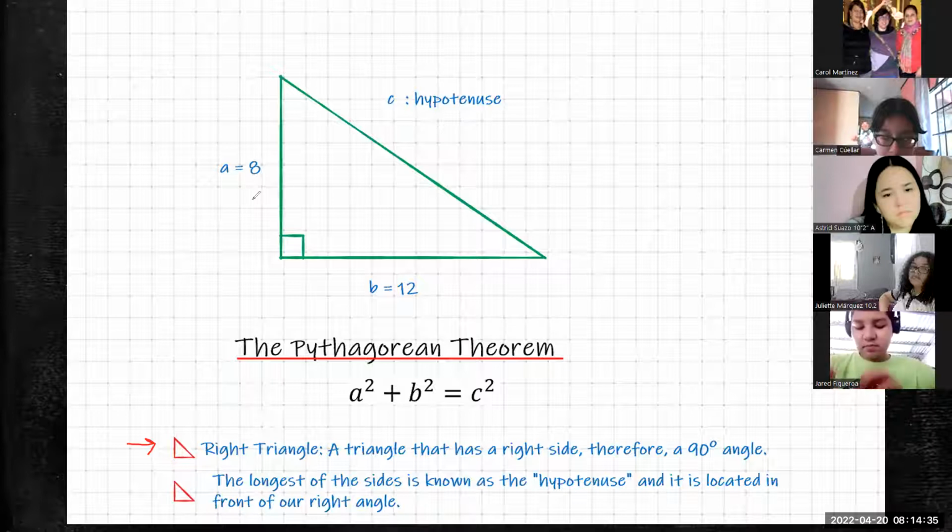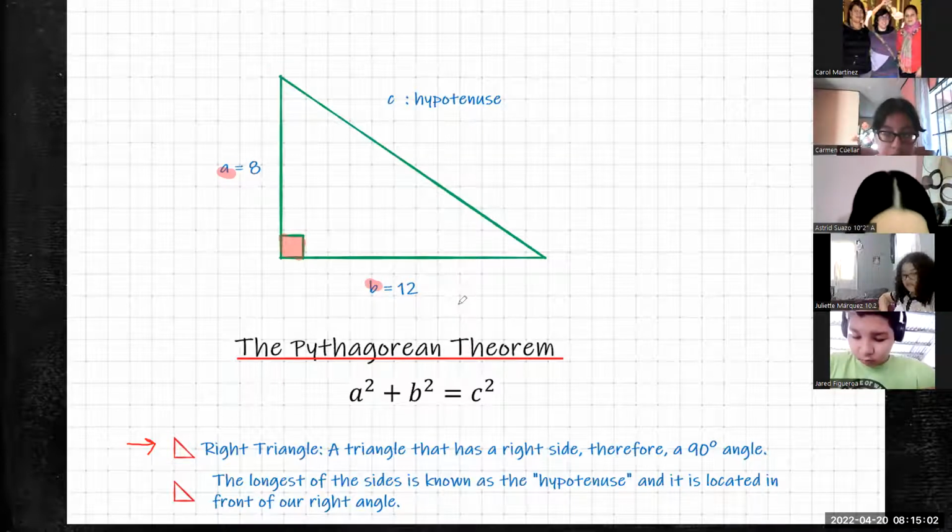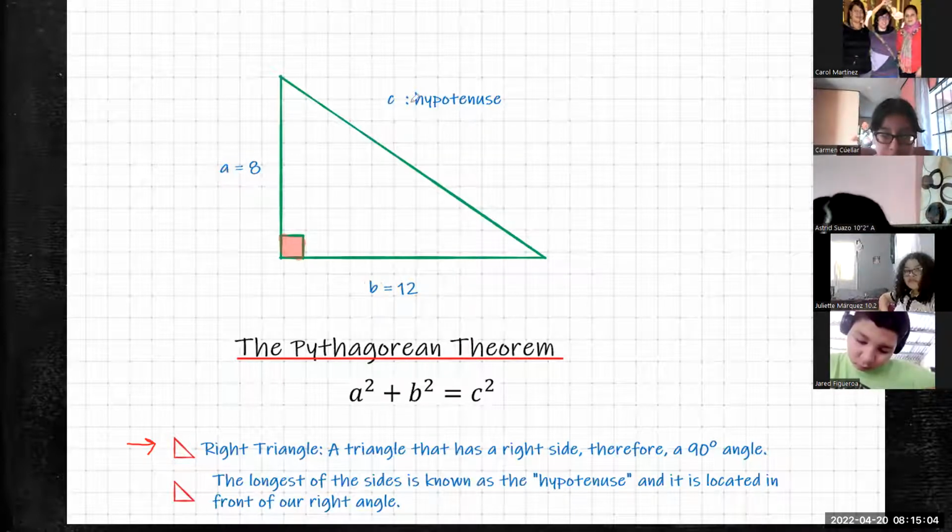And I wanted you guys to notice this. You recognize the right angle because you have the tiny box in the corner. Okay? Now, a right triangle is going to have two legs and a hypotenuse. The legs are going to be denoted by the letters A and B, okay? And the hypotenuse is going to be denoted by the letter C.